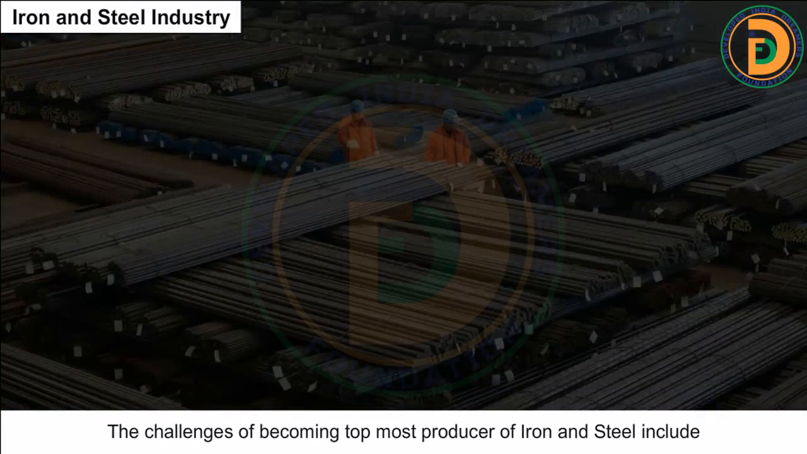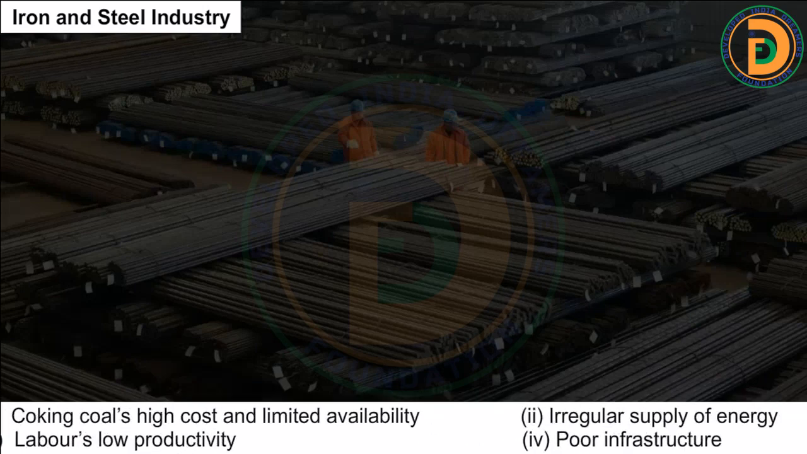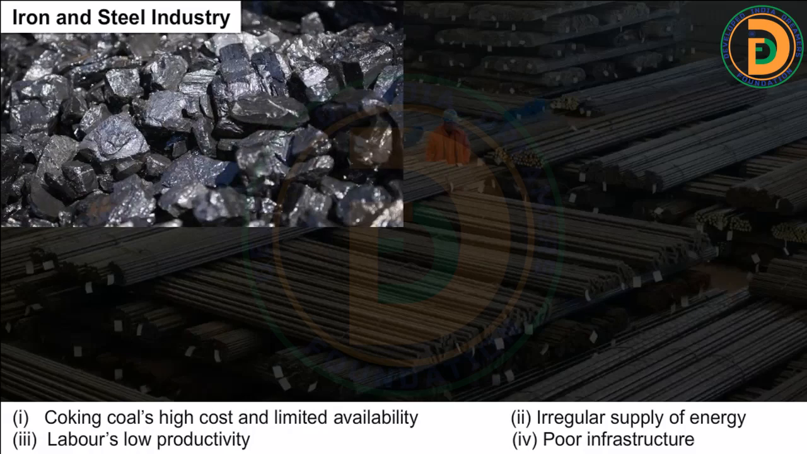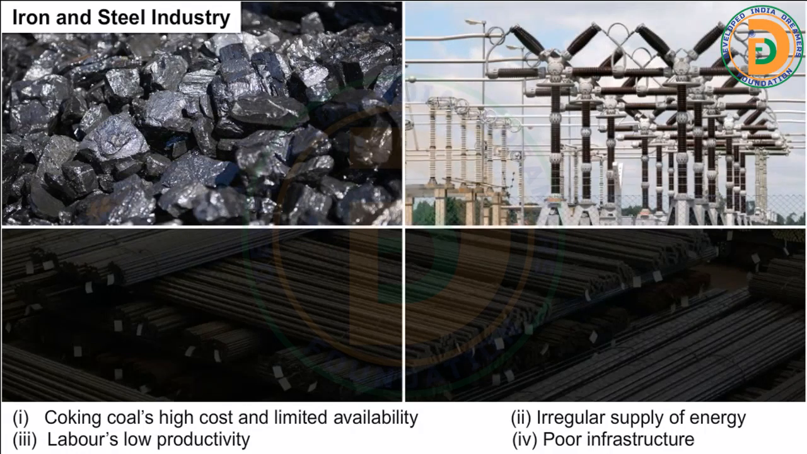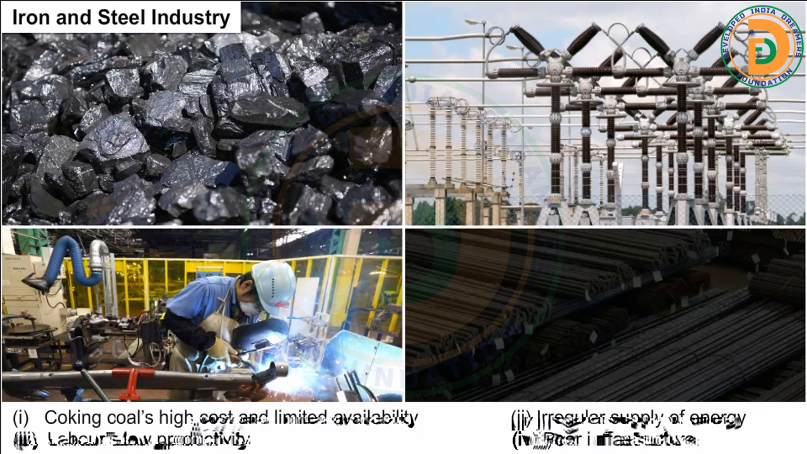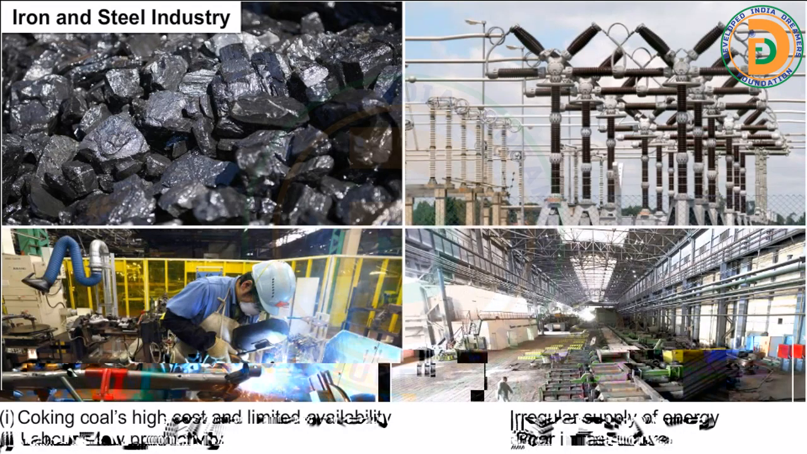The challenges of becoming a topmost producer of iron and steel include: 1. Coking coal's high cost and limited availability. 2. Irregular supply of energy. 3. Labor's low productivity. 4. Poor infrastructure.